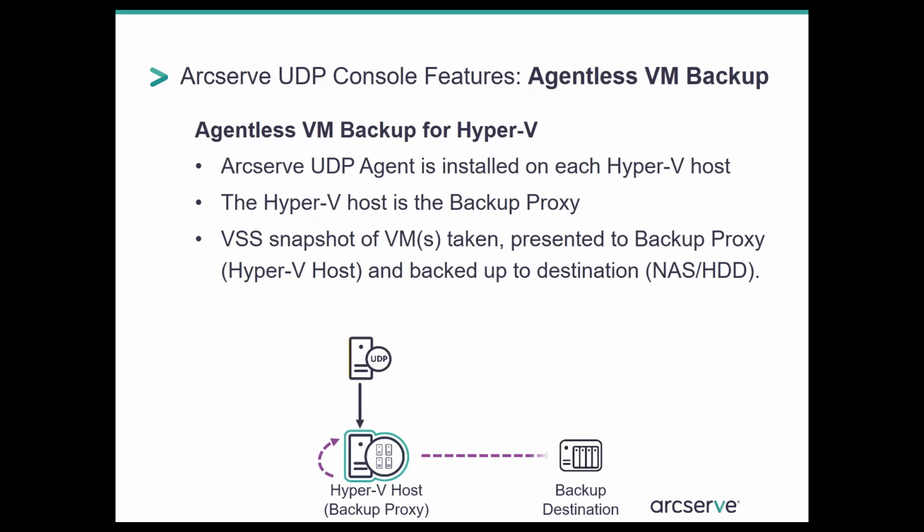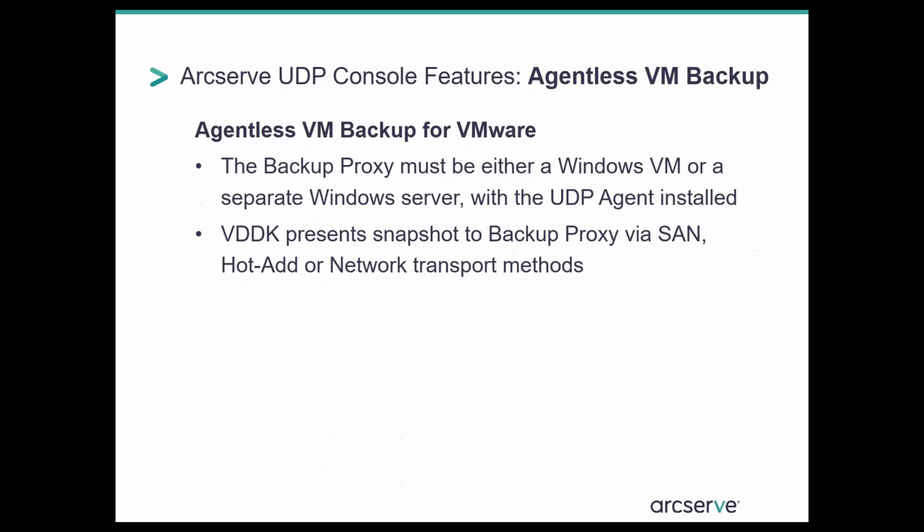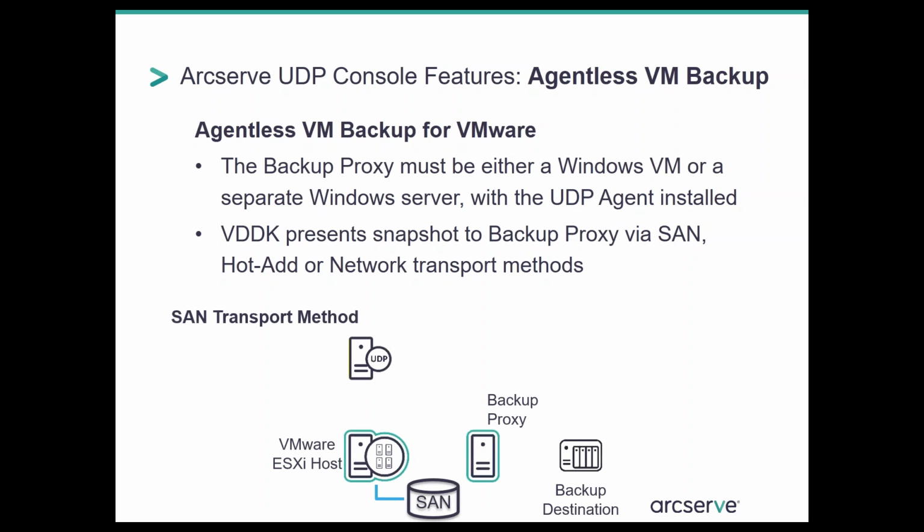Because Hyper-V is essentially Windows based, we can do this. However, with VMware, we must use a separate Windows machine, whether that's a VM or a physical server, because we are not able to install the Windows UDP agent on the ESX host itself. Now, we use VDDK to present the snapshot to the backup proxy, and we can use SAN, hot add, or network methods to move the data. So let's take a look at the different ways we can use the backup proxy with VMware.